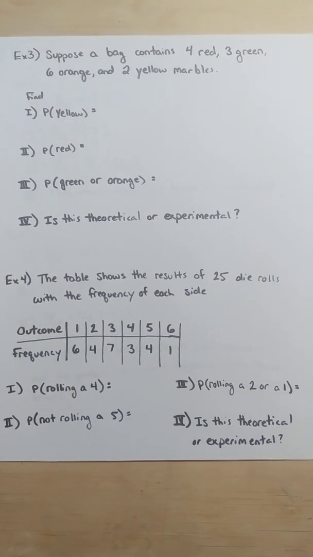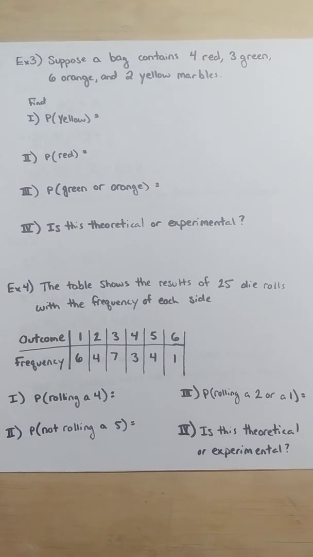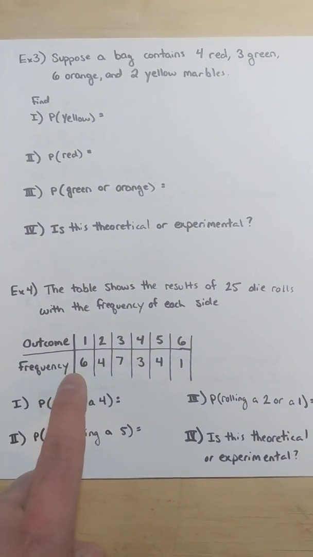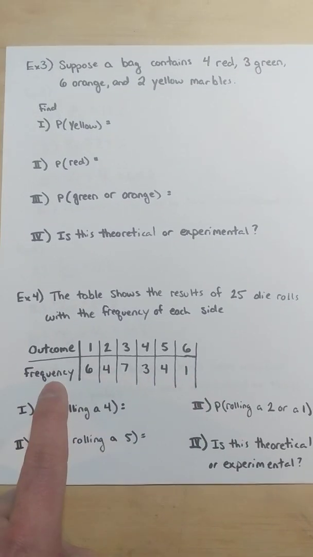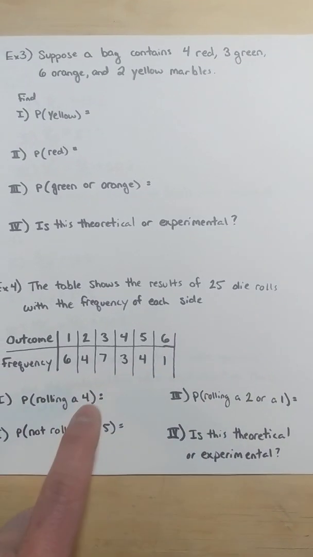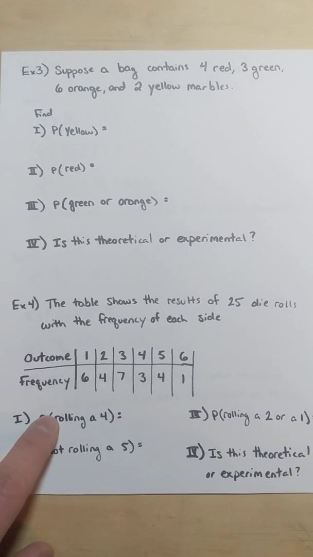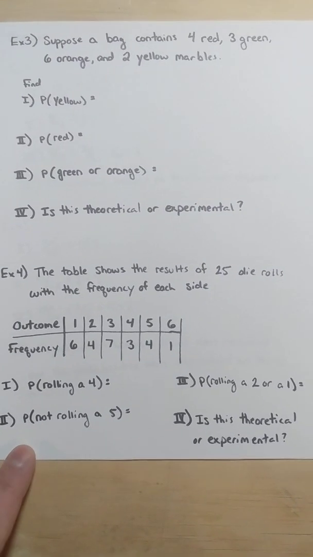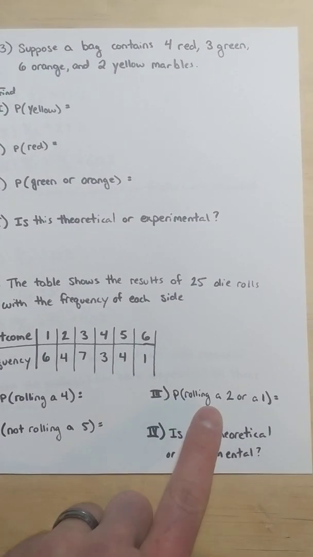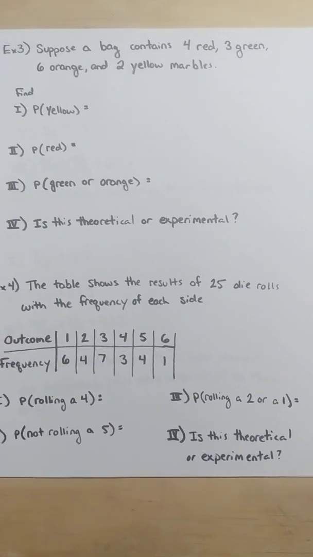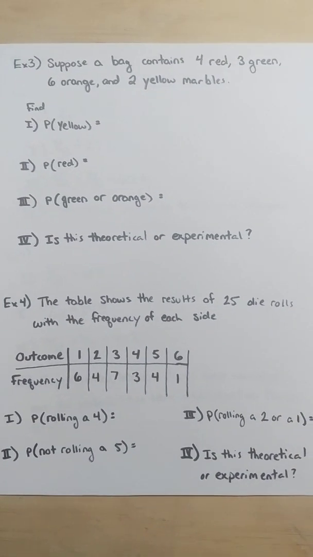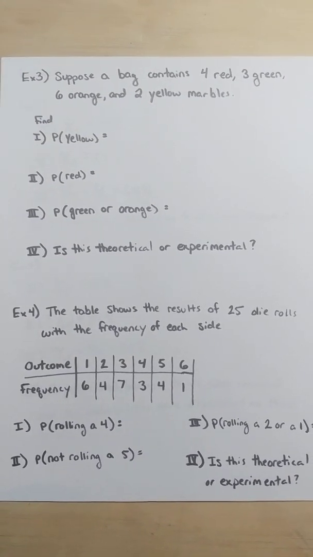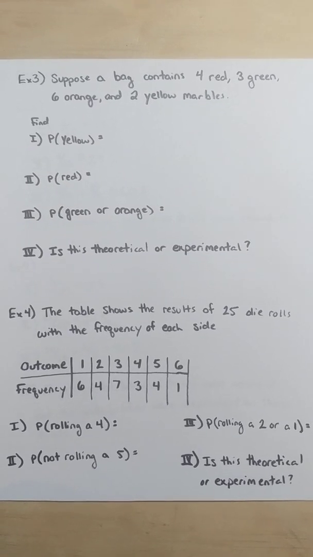So now asking similar questions, what's the probability of rolling a 4? Now keep in mind, this is experimental. So my denominator should be the sum of these frequencies. So I rolled it 25 times. So each one of these is going to be divided by 25 instead of what I'm dividing by up here. What's the probability of not rolling a 5? What's the probability of rolling a 2 or a 1? And then would this be theoretical or experimental? So take some time, pause the video, answer these questions. The next piece of paper is going to go over each of the answers.